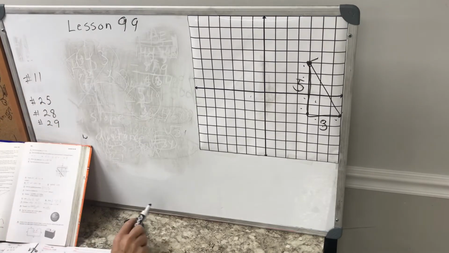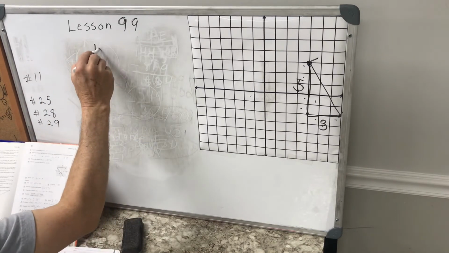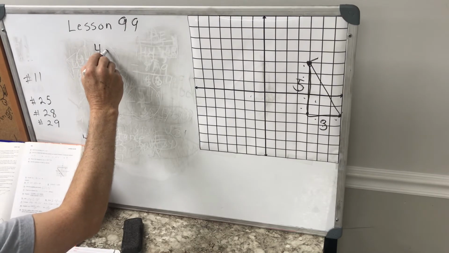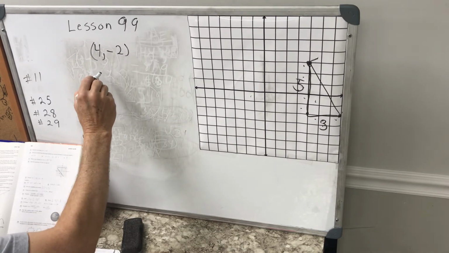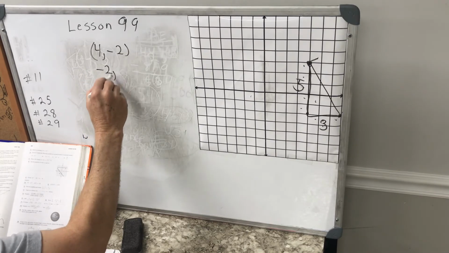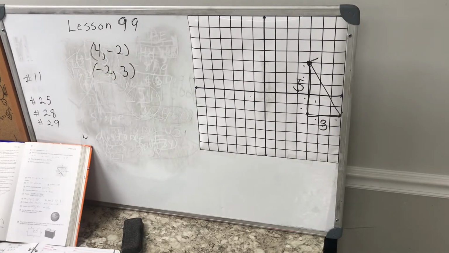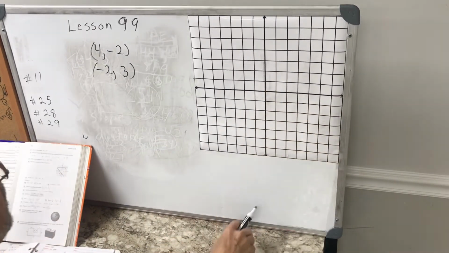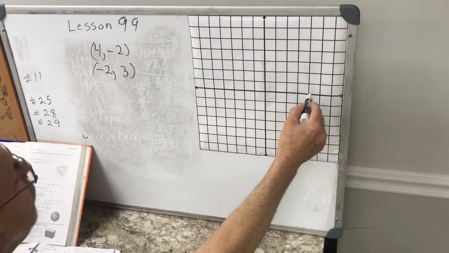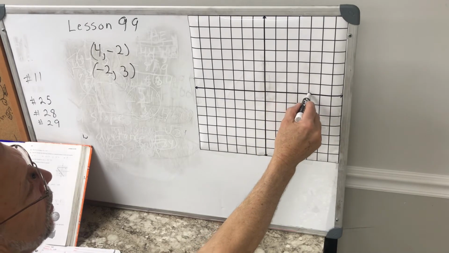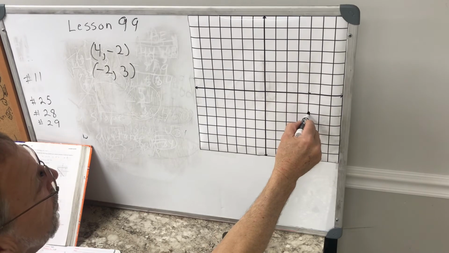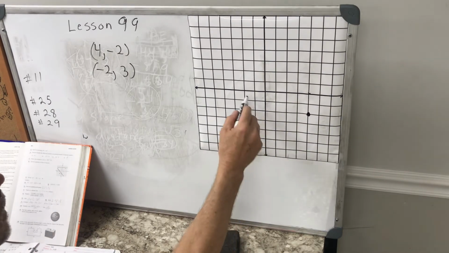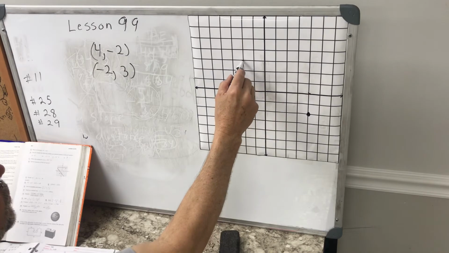This is number 11. In this case, we have the points (4, -2) and (-2, 3). Okay, here I'm going to place the points. I have a 4 and a -2. Here we go. And a -2 and a +3.